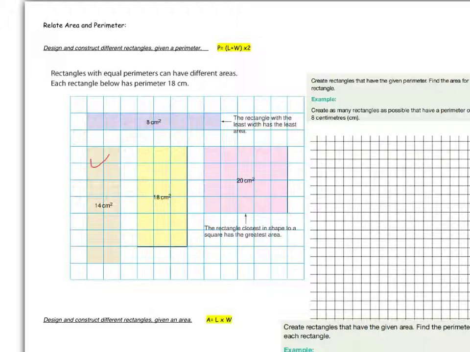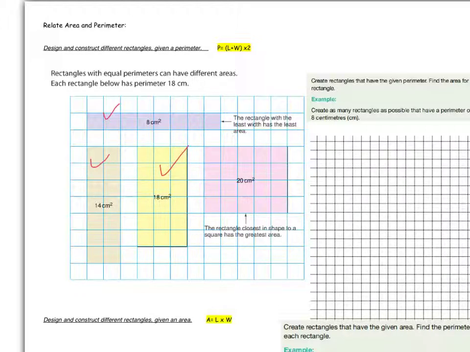Let's take a look at this next one. We have 1 by 8. 1 and 8 is 9, plus another 9. 9 plus 9 is 18. Yep, this one has a perimeter of 18. Let's check this one. 3 by 6. 3 and 6 is 9, and 3 and 6 is 9, which does mean we have a perimeter of 18.